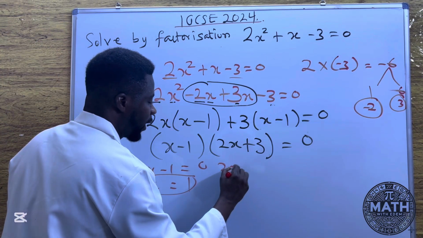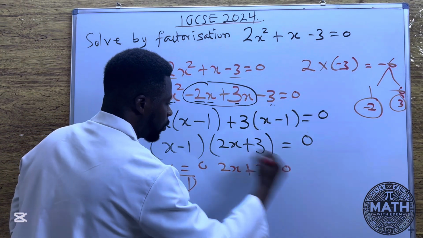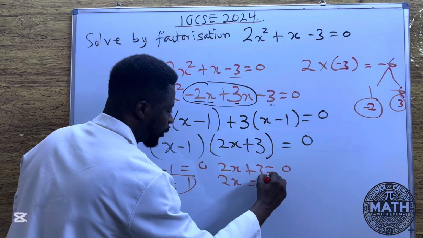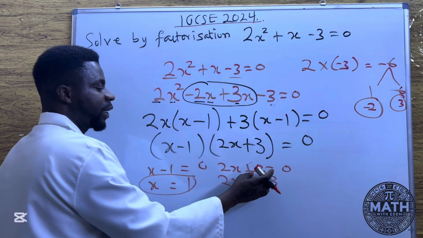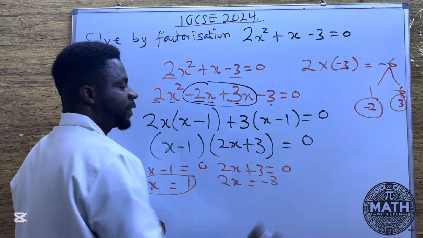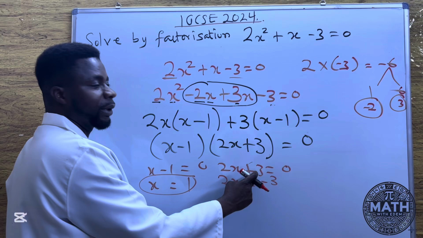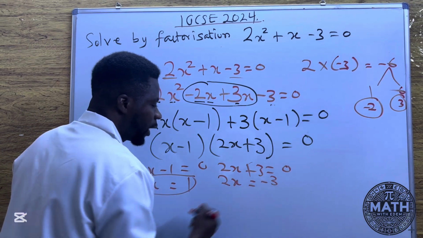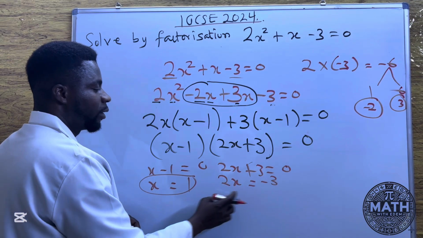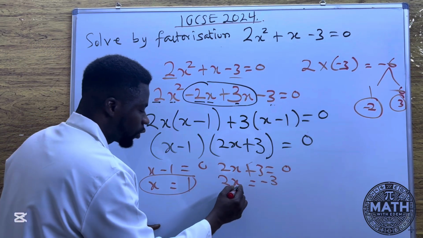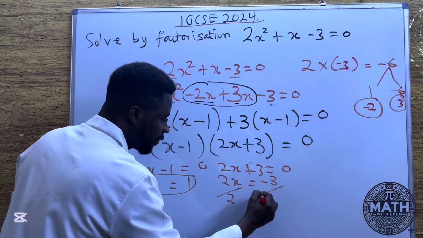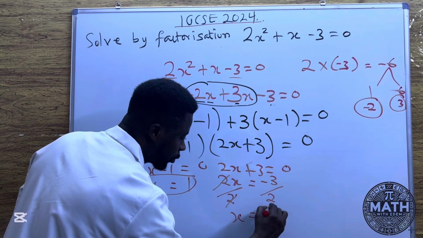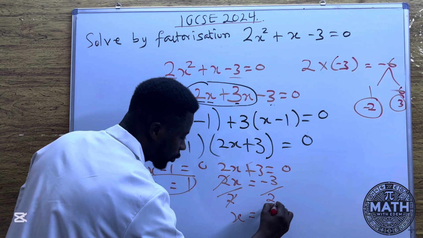We have 2x plus 3 equals 0. So our 2x is equal to negative 3. Don't forget we are taking 3 to the right side of the equal sign. Here 3 is positive and it becomes negative there. The next step is we are going to divide both sides by 2. So my x is equal to negative 3 over 2.